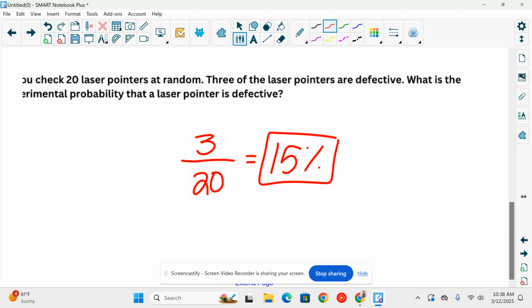So it's unlikely for you to get a defective laser. Is it possible? Yes. But is it likely? No. Okay. Good. Alright, that's experimental probability. You've actually done it, you've actually verified it and checked things out.